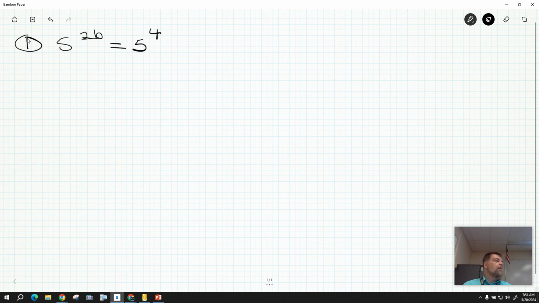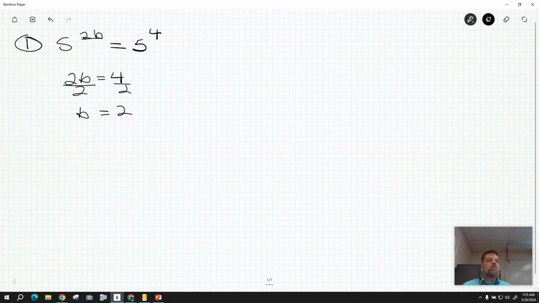Well, you got to keep in mind 5 raised to a certain power, and we don't know what that would be, has to equal 5 raised to the 4. So really, the shortcut way is to say 2b equals 4, right? And so then what does that equal? Well, what you would do is solve this one-step equation by dividing both sides by 2, and you get b equals 2.